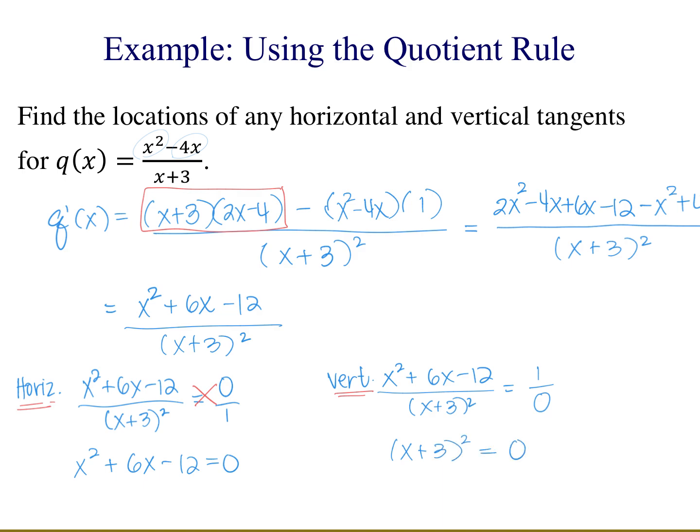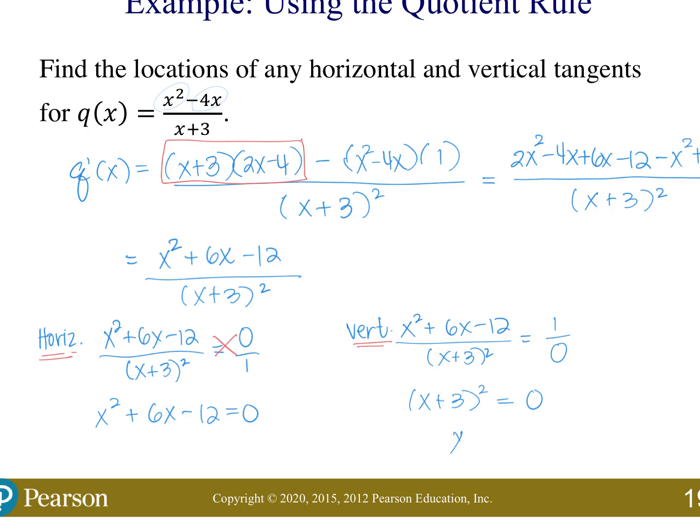And both of those can be solved either with factoring or the quadratic formula or with your graphing calculator if you have that. I would say this one's going to be x equals negative 3. That will be vertical. For the horizontal, we'll have negative 6 plus or minus the square root of 36 minus 4 times negative 12 all over 2. And then you'd have your solutions there.